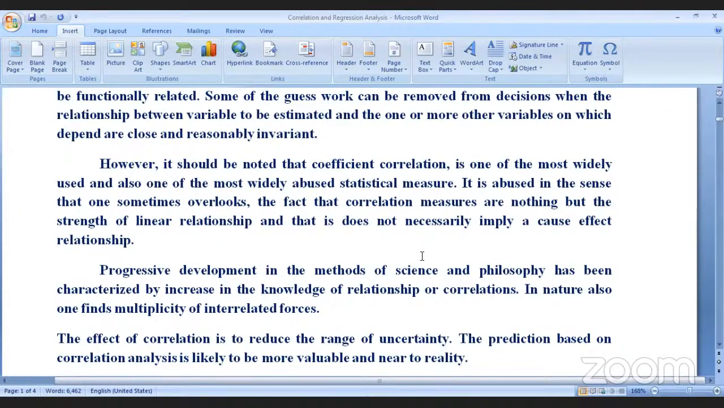In progressive developments here, what happens? The method of science and philosophy has been characterized by an increase in the knowledge of relationships or correlations. In nature also, one finds a multiplicity of interrelated forces. Then the effect of correlation is to reduce the range of uncertainty.